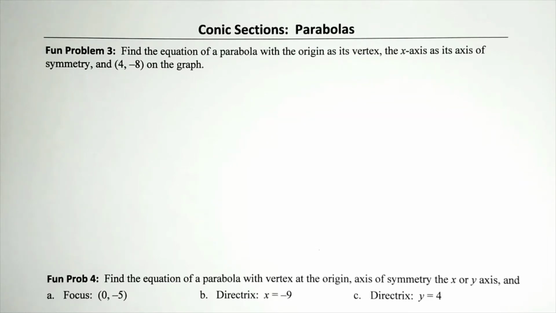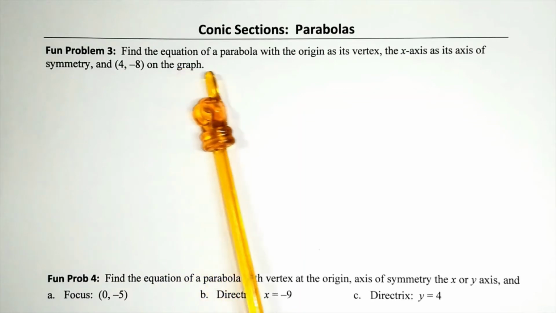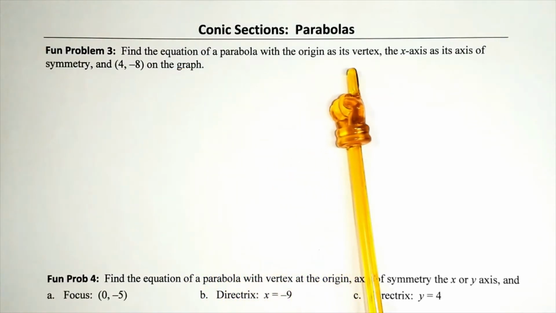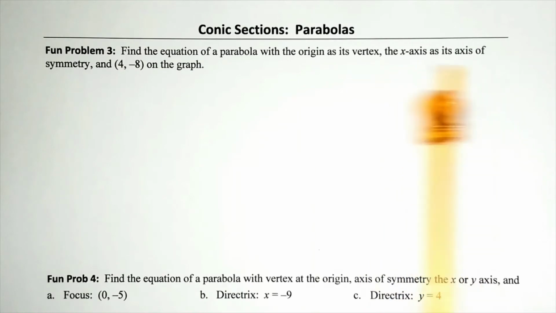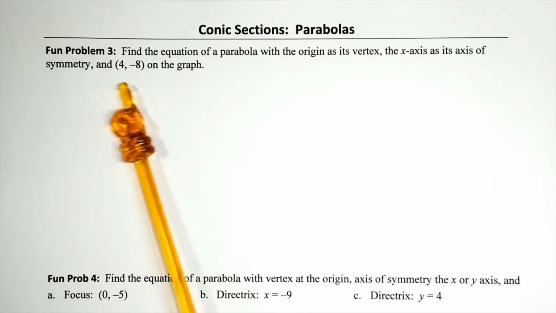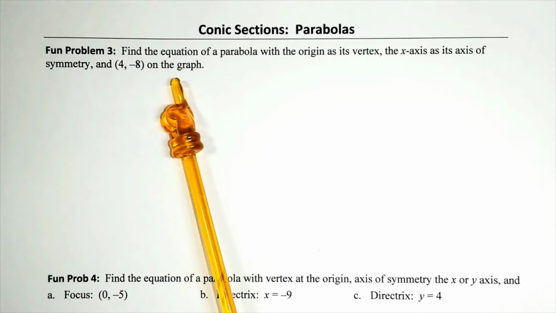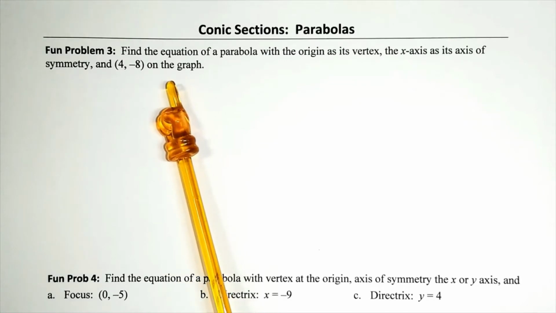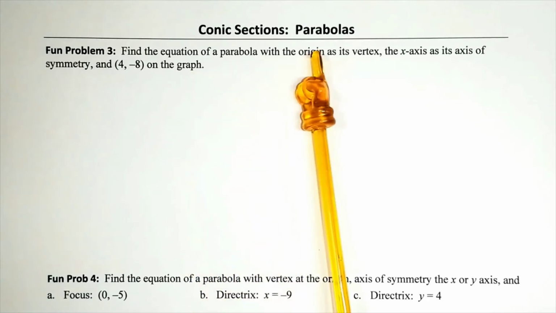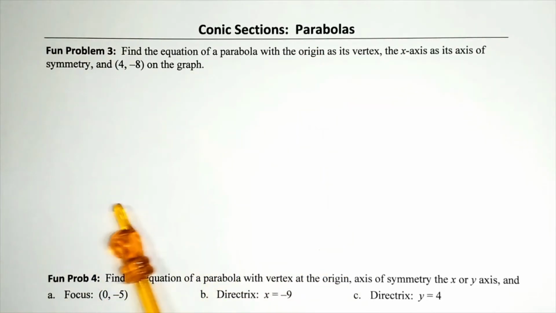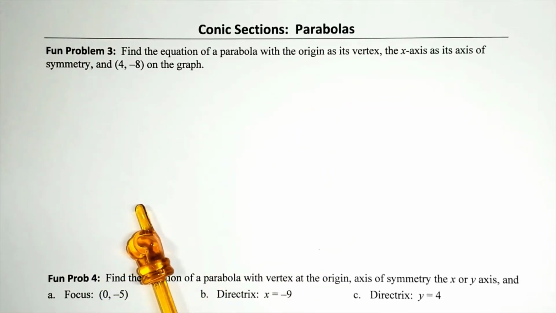Okay, so fun problem 3 reads, find the equation of a parabola with the origin as its vertex, the x-axis as its axis of symmetry, and (4, -8) on the graph. This is a lot of information, so it's really hard for me to read this and just go ahead and do the algebra. I need to sketch what's going on.